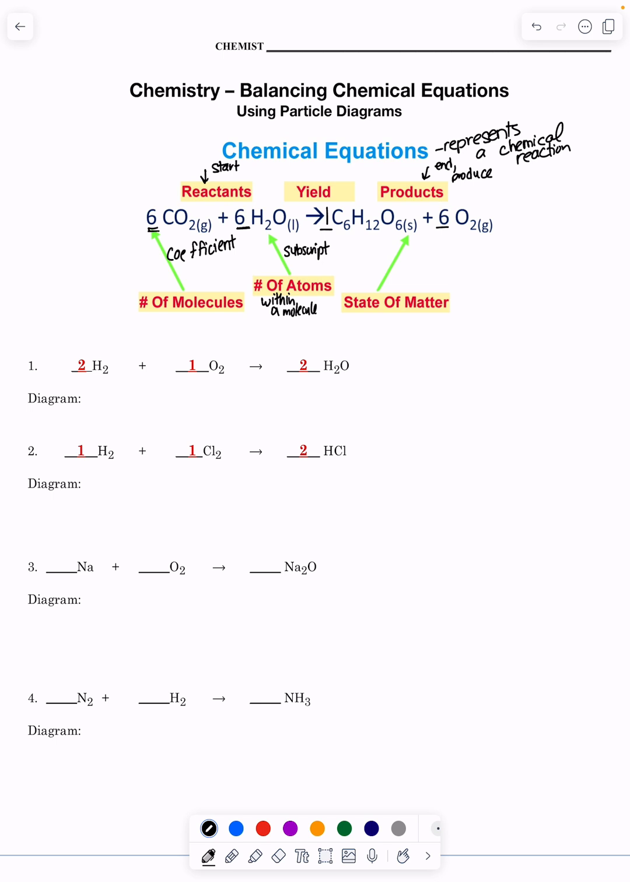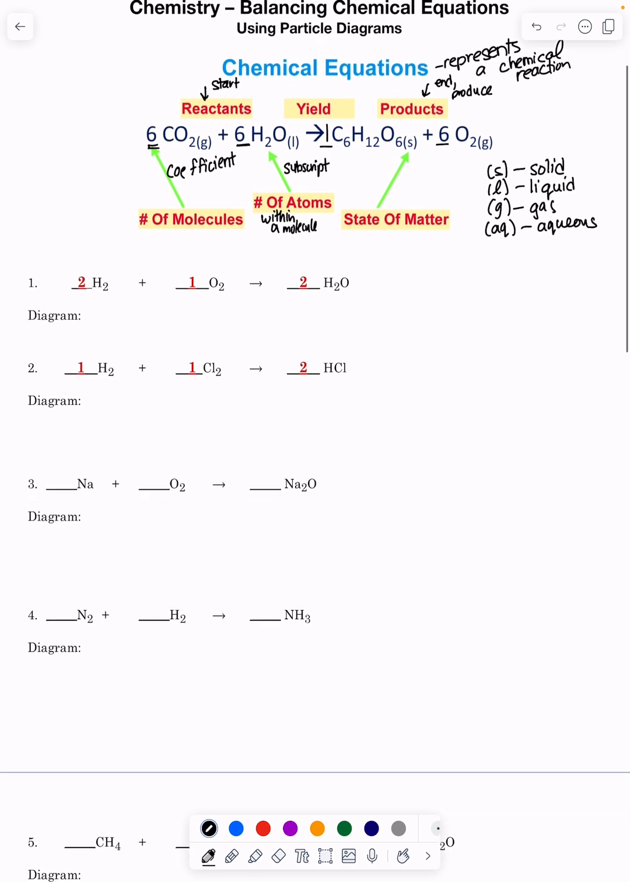Of course, we could include states of matter, where S represents solid, L represents liquid, G represents gas, AQ represents aqueous. So if you ever see those states anywhere, those are just a state of matter. It doesn't really affect the balancing. It just tells you whether you have a solid, liquid, gas, or something aqueous involved.